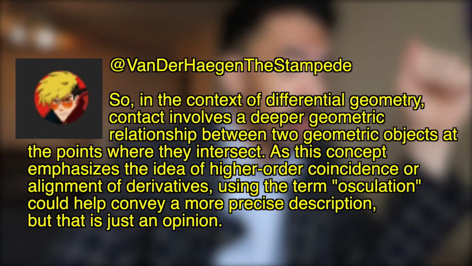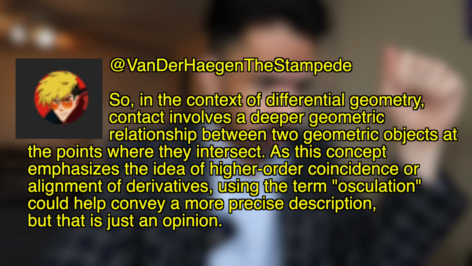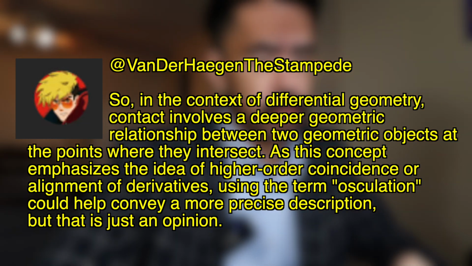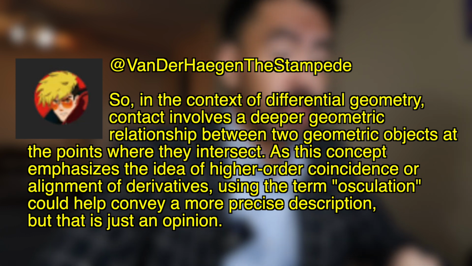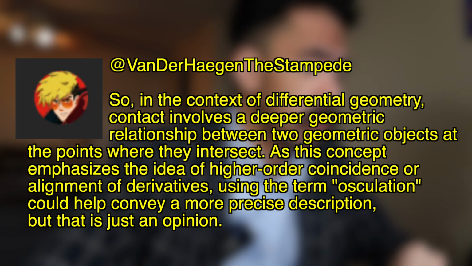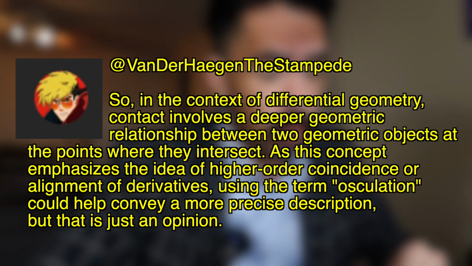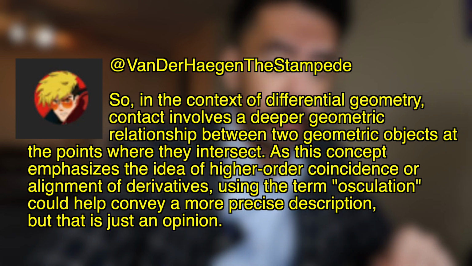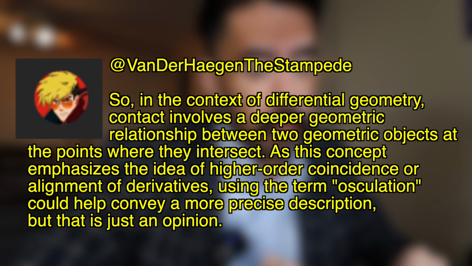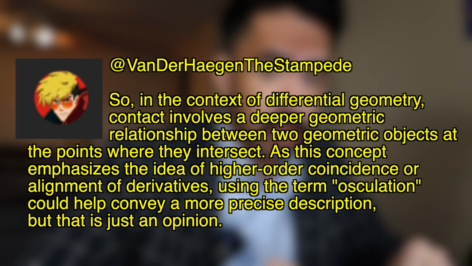Okay, but on a little bit more of a serious note, I'm going to read a viewer comment from last time that I thought was good. This is from Vander Hagen the Stampede. They say, so, in the context of differential geometry, contact involves a deeper geometric relationship between two geometric objects at the points where they intersect. As this concept emphasizes the idea of higher order coincidence or alignment of derivatives, using the term osculation could help convey a more precise description, but that is just an opinion.